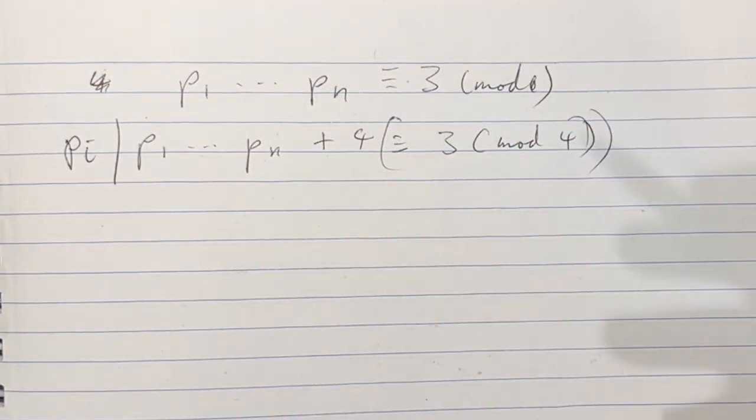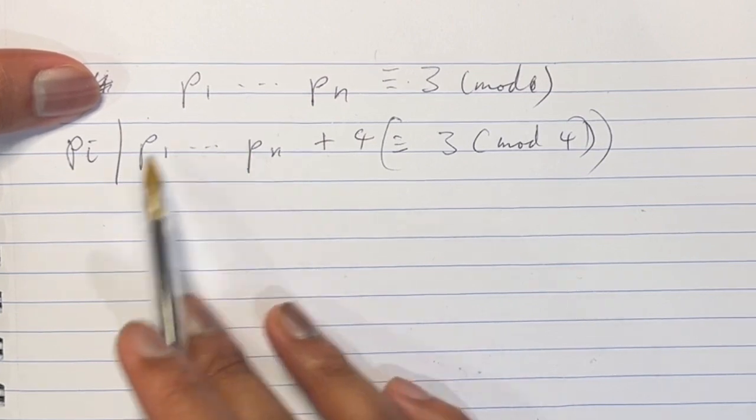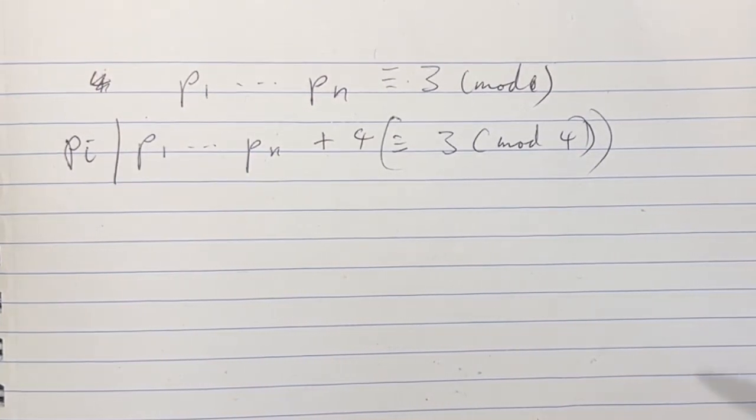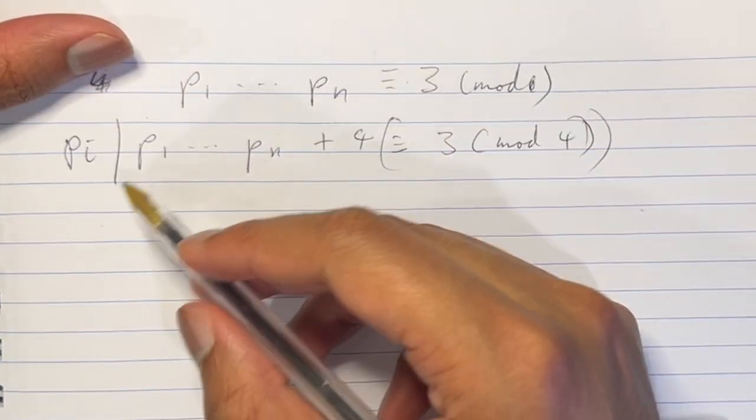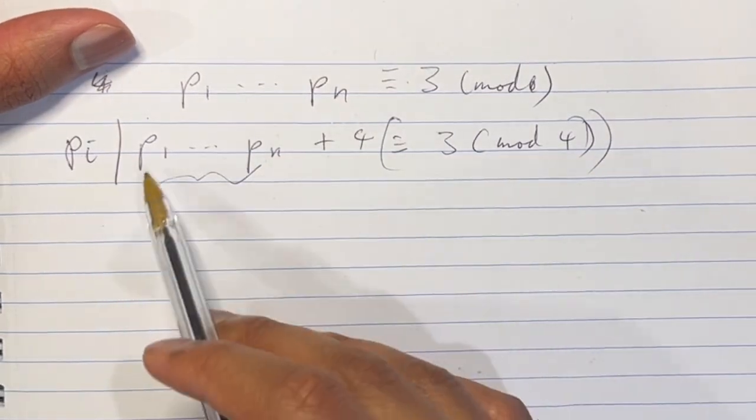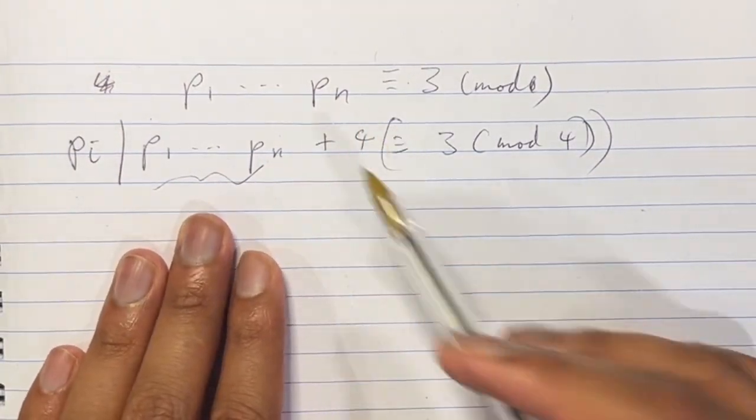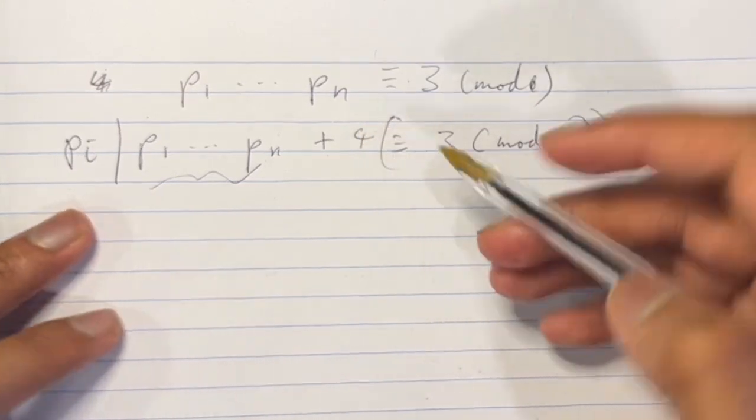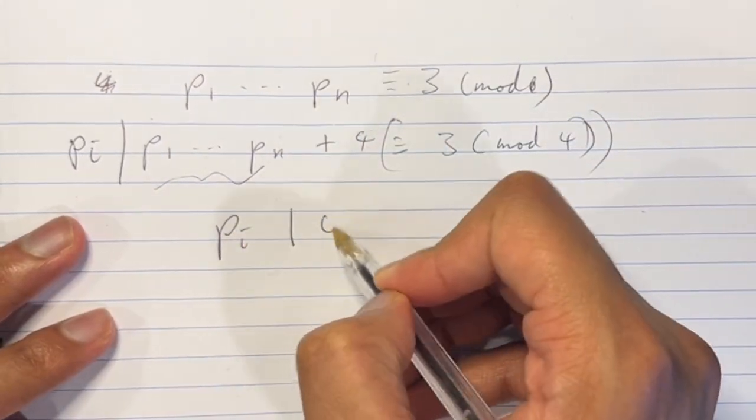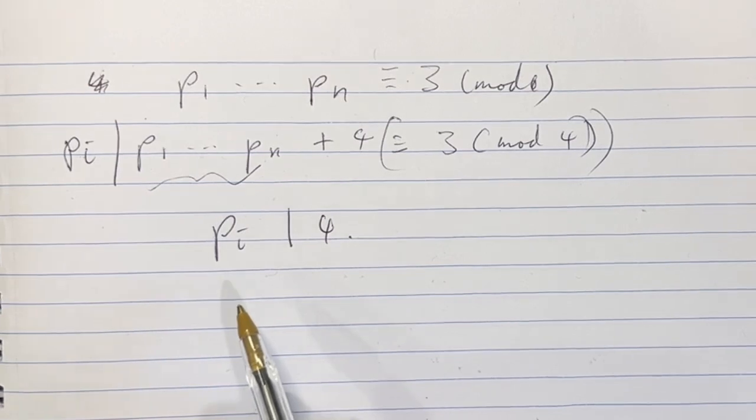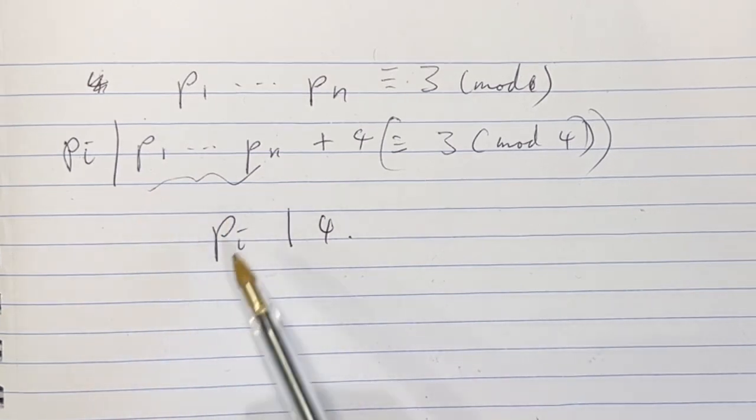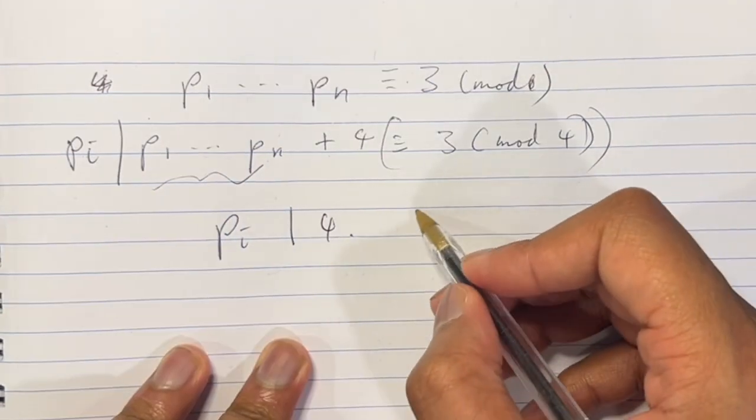Okay, well, what does that mean? Well, that prime number is in our list because we took the product of all numbers that are 3 mod 4. And so it divides this. And because the entire sum divides this, and one part of it divides it, the remaining part must also divide this prime. So that means pi divides 4. But there is no prime that's 3 more than a multiple of 4 that divides 4. And so this gives us a contradiction.